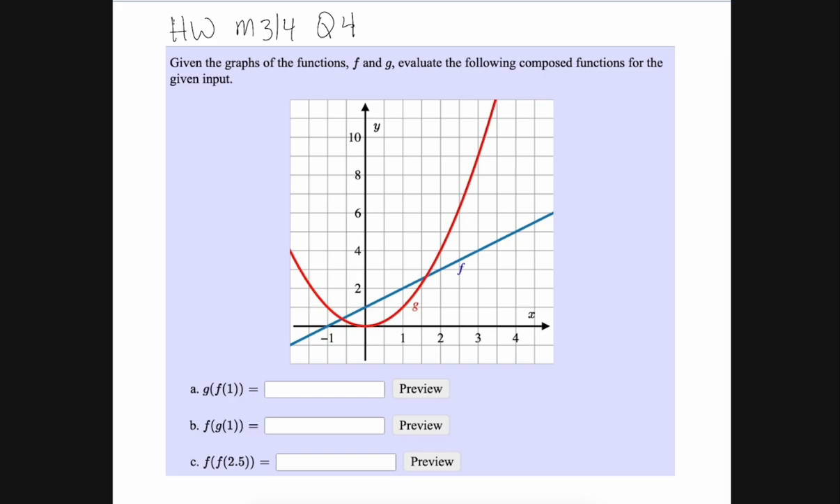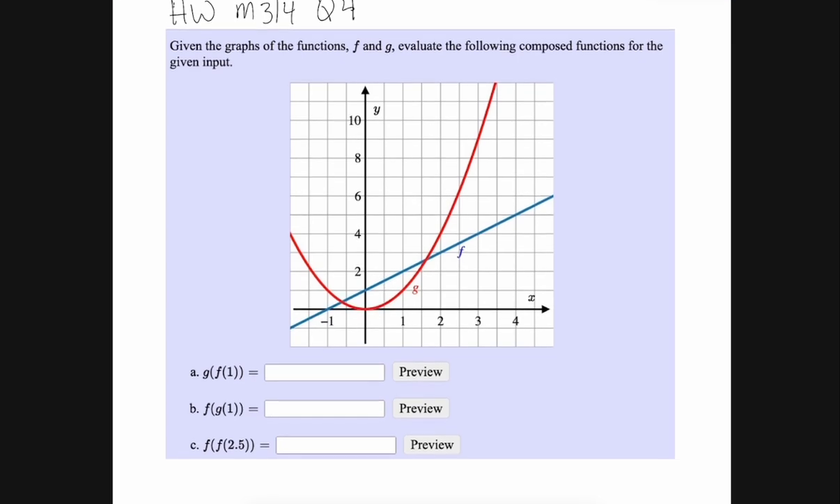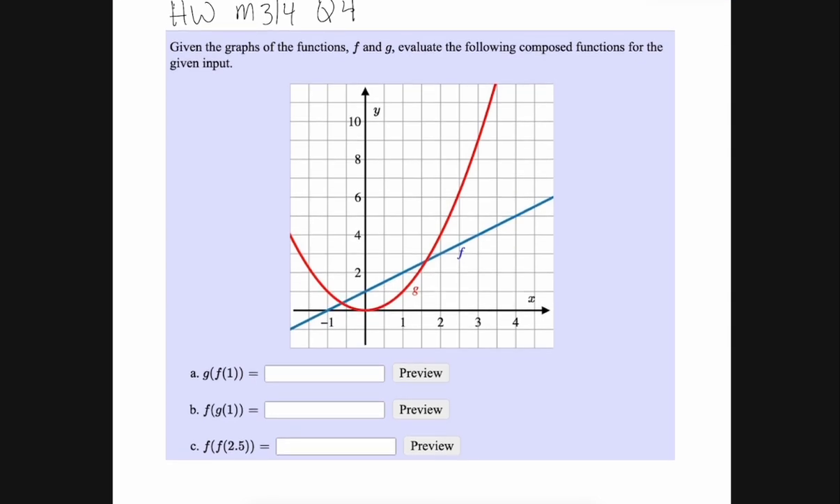Okay, so in question 4, we have 2 functions. F is given in blue, it's the straight line. G is this parabola. And it says, evaluate the following composed functions for the given input. Okay. So let's talk about G of f of 1. Now again, please note, yours and mine, are they the same? They might be the same, they might be different. Okay, so let's look. So let's start here.